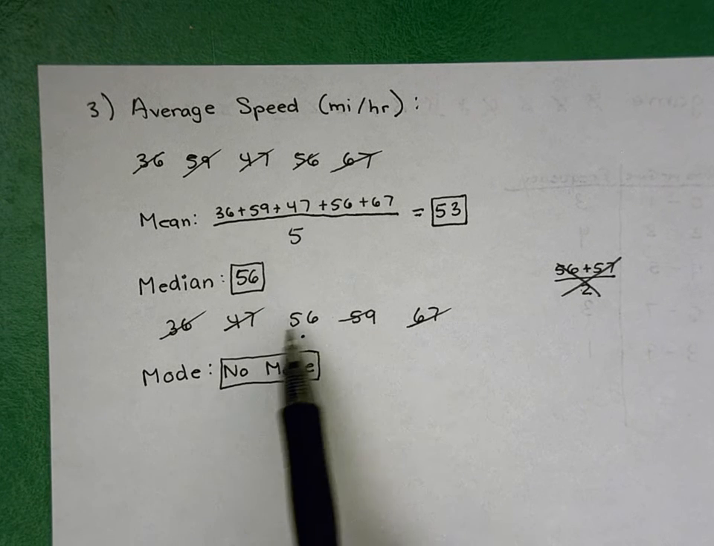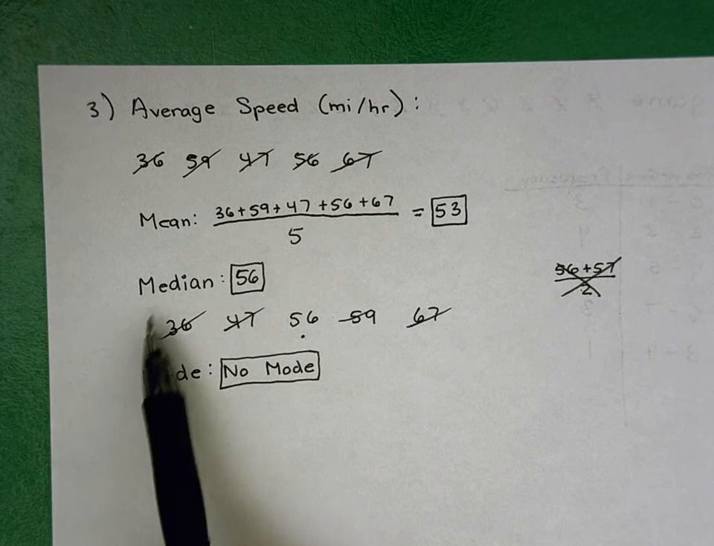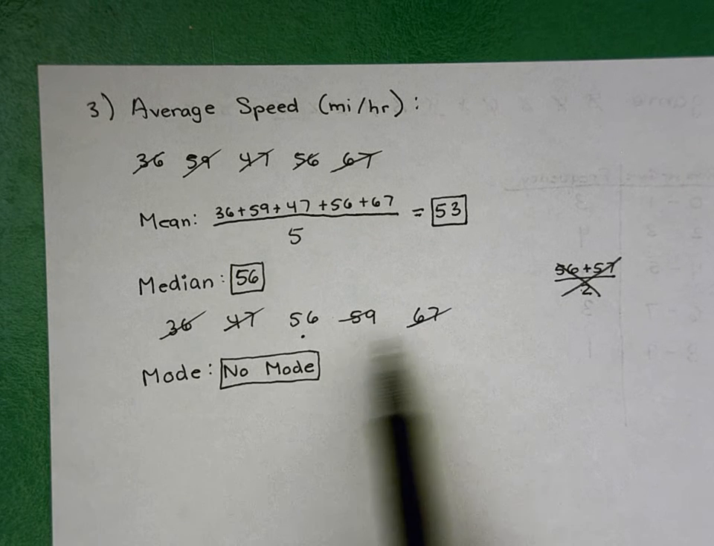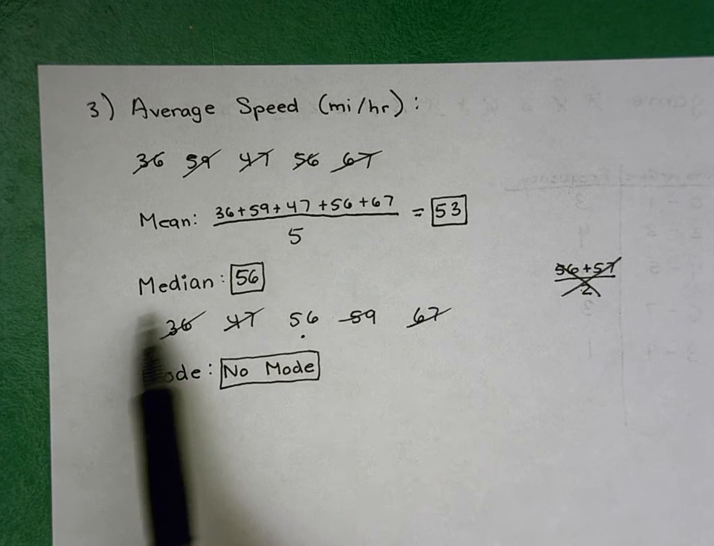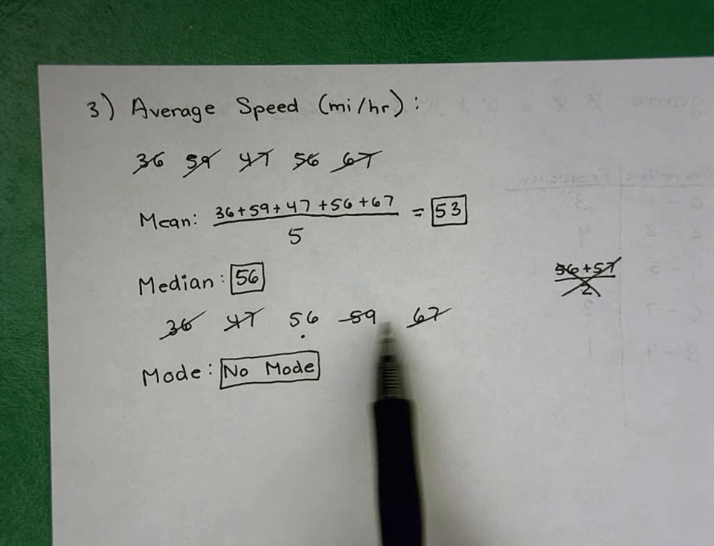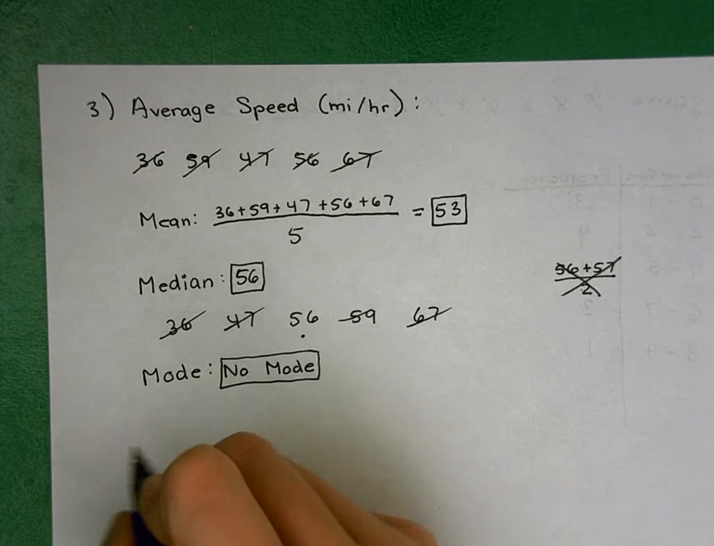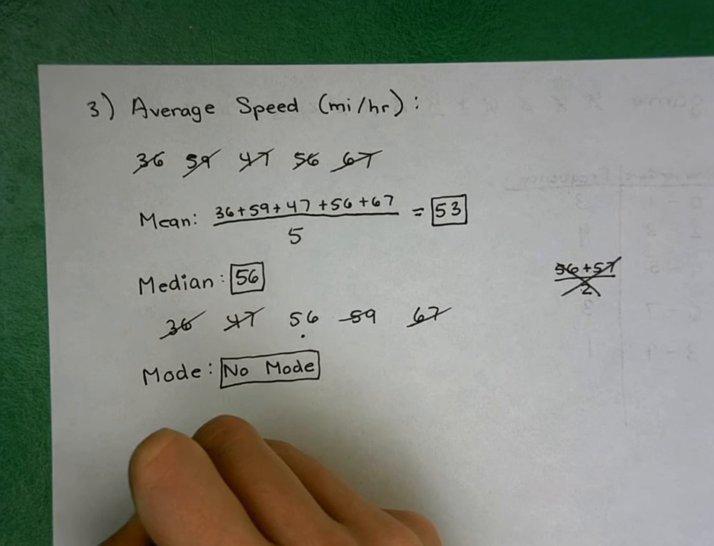And 36, 47, 56, 59, 67, they're all pretty much clustered together. We don't really have an outlier here, one that's sort of distant from the others. And since we don't have an outlier, we're going to use our mean.